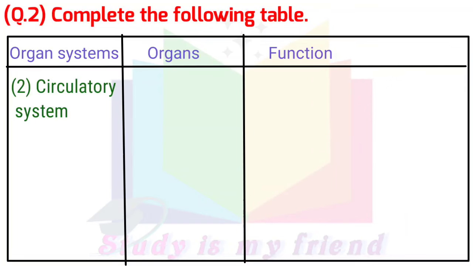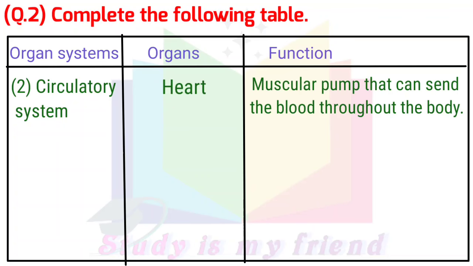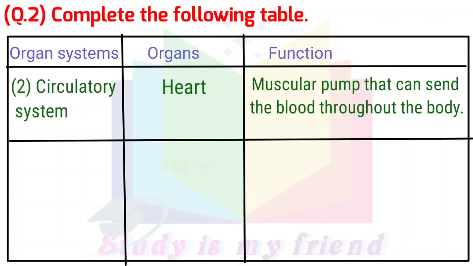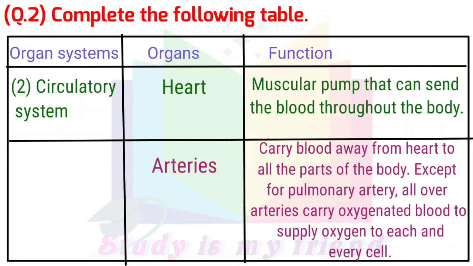Organ system: circulatory system. Organ: heart. Function: muscular pump that can send the blood throughout the body. Organ: arteries. Carry blood away from the heart to all the parts of the body, except for the pulmonary artery. All other arteries carry oxygenated blood to supply oxygen to each and every cell.